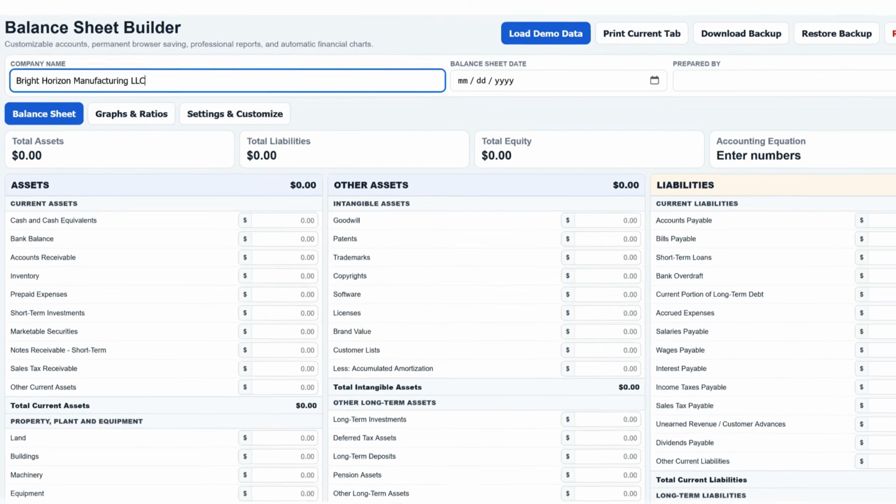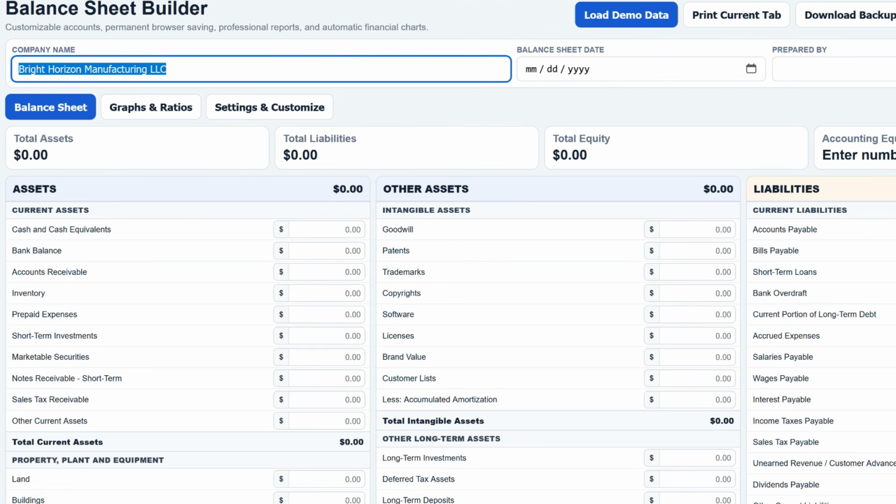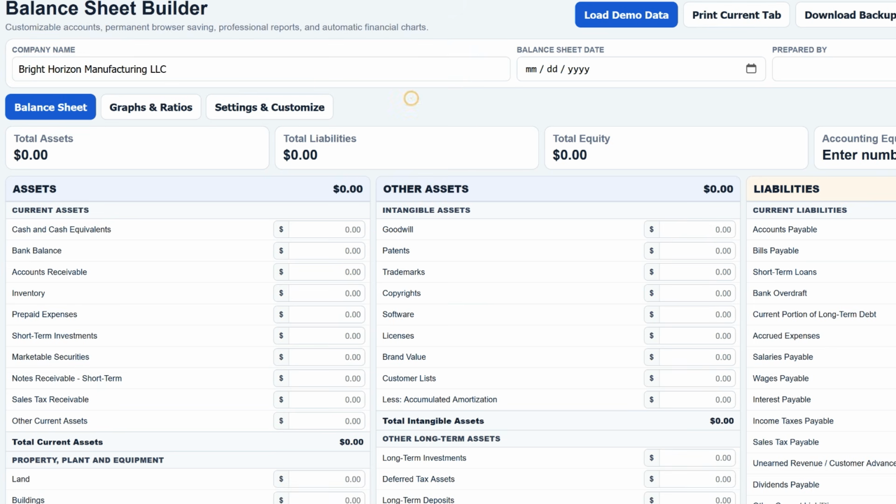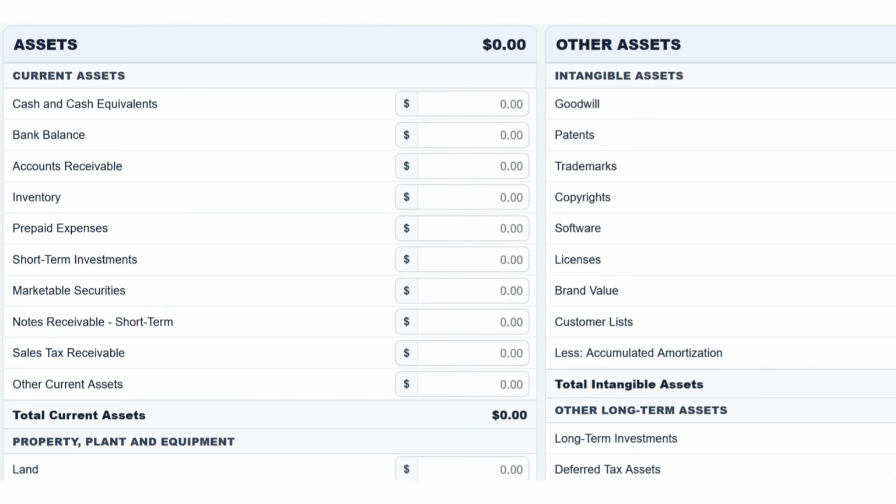Let's imagine a fictional company called Bright Horizon Manufacturing LLC. This company produces commercial office furniture for businesses across the United States. Now let us begin with the left side of the balance sheet, which represents the company's assets. Assets are everything the business owns or controls that provide future economic value. The first section is current assets. These are assets expected to be converted into cash or used within 1 year during normal business operations.